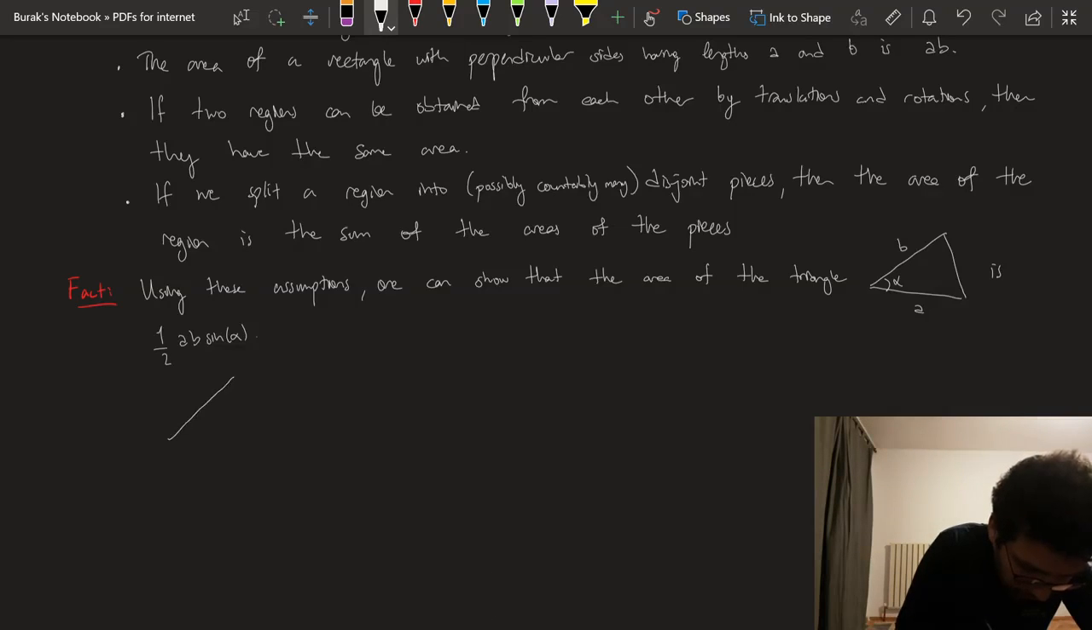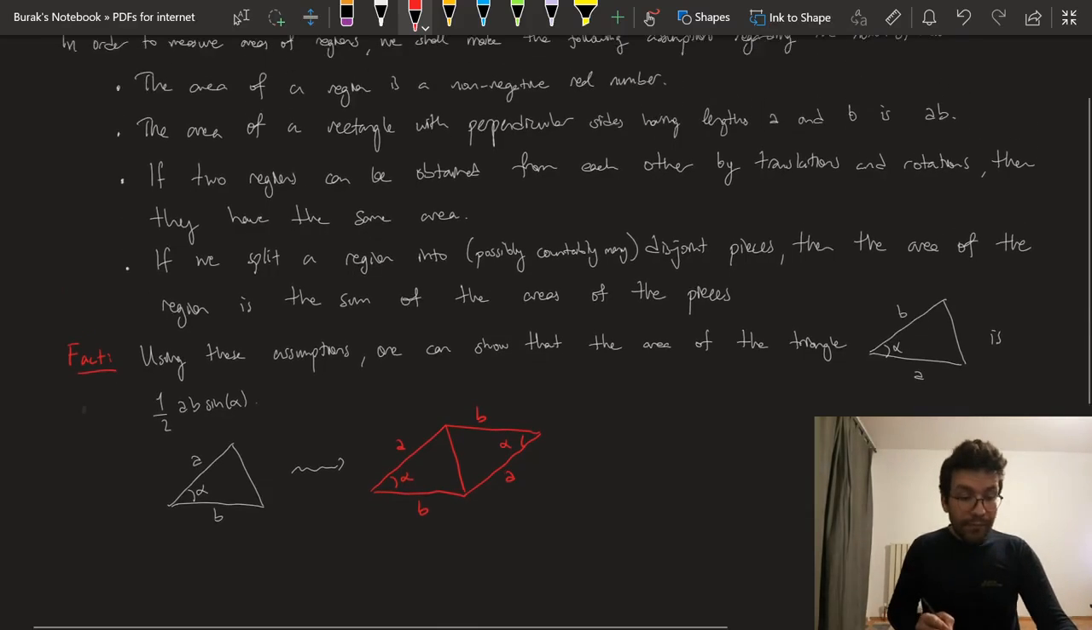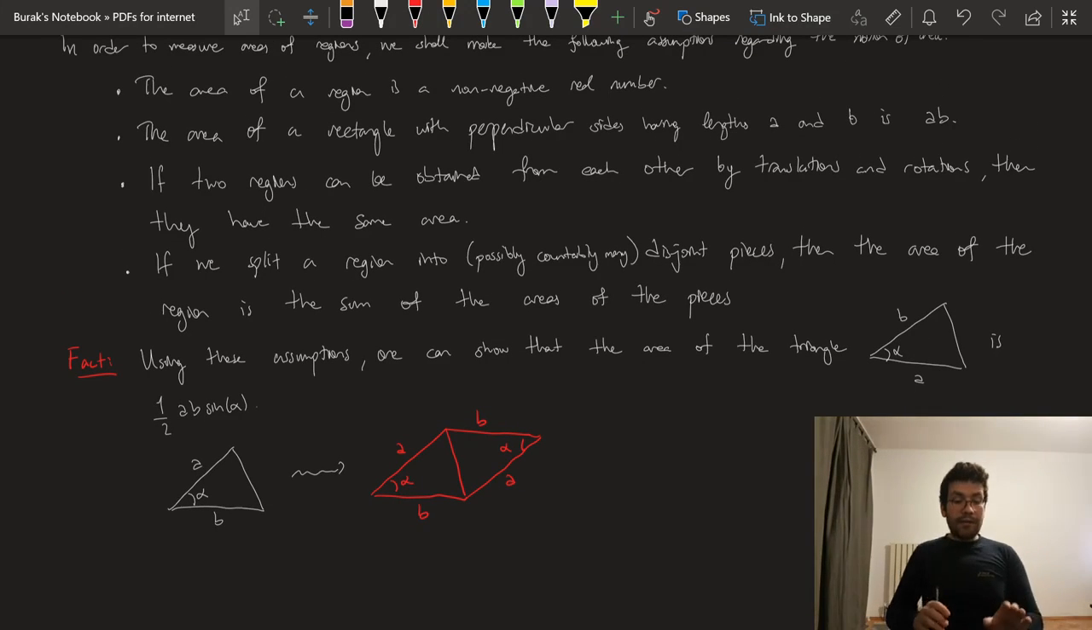So if this is your triangle, what you're going to do is add a copy of this triangle, and you're going to glue it in such a way that it will form a parallelogram like this. So this will be alpha, alpha, this will be A, A and B, B, and by the third assumption, this triangle and this triangle have the same area. So the area of this parallelogram is twice the area of this triangle.